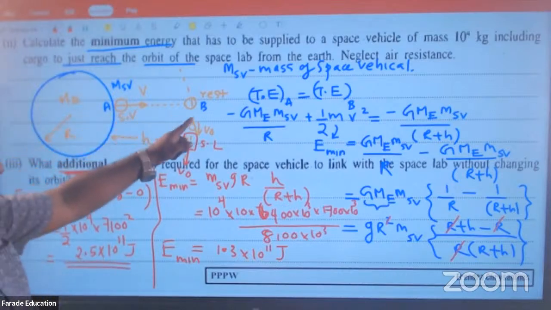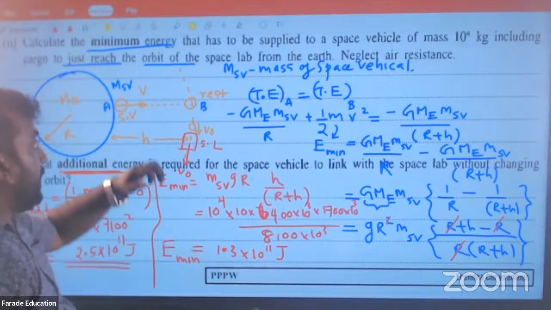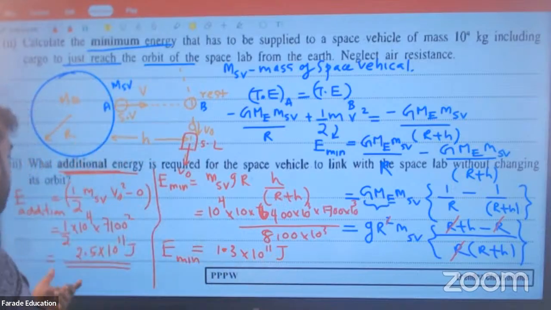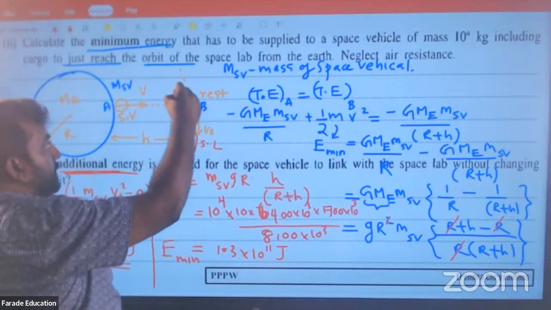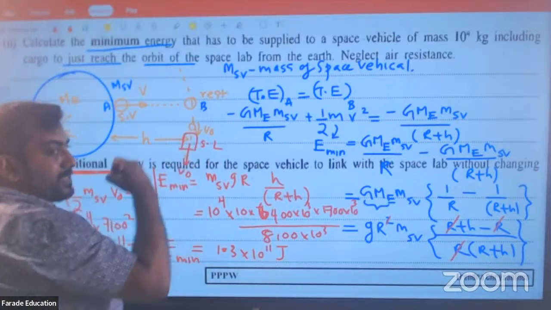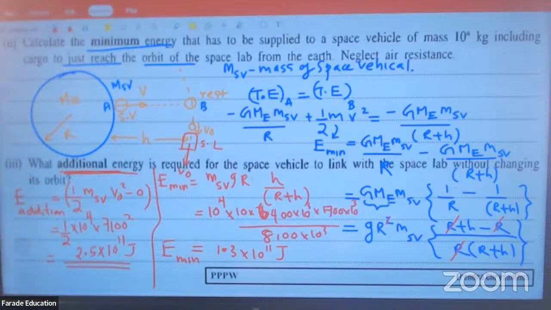So just to take here, 1.3 times 10 to the power 11, to connect it with the space lab, 2.5 times 10 to the power 11. So reaching here minimum, here to here accelerate. Okay, no? Here to here accelerate.